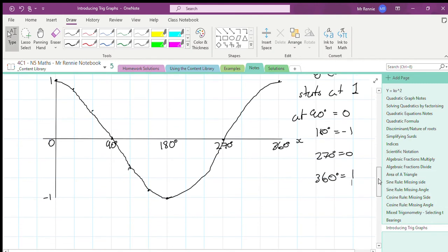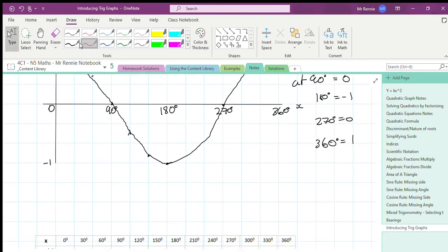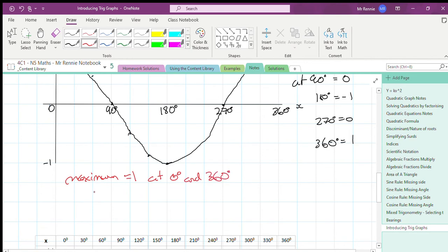It does have some similar properties. So again, if we talk about the minimum and the maximum, we'll do the maximum first, as we did last time for the sine. So the maximum for a cos graph is 1 again, but this time it happens at 2 places, at 0 degrees and 360 degrees.